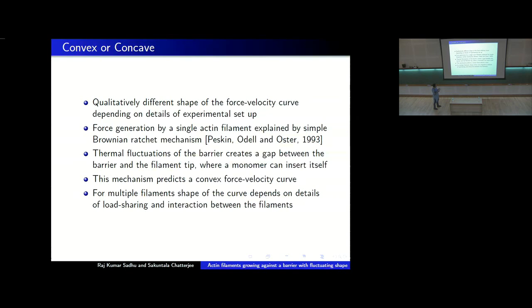To develop a theory of this process, the simple concept of Brownian ratchet was introduced for explaining force generation by a single actin filament. In this work, what they had considered is there is one actin filament that is growing and one barrier is placed in front of it, and the barrier is having its own thermal fluctuation, and whenever there is a gap created between the filament tip and the barrier, one monomer would come and insert itself in that position. And this way the polymerization process goes on. And this mechanism predicts a convex shape of the force velocity curve.